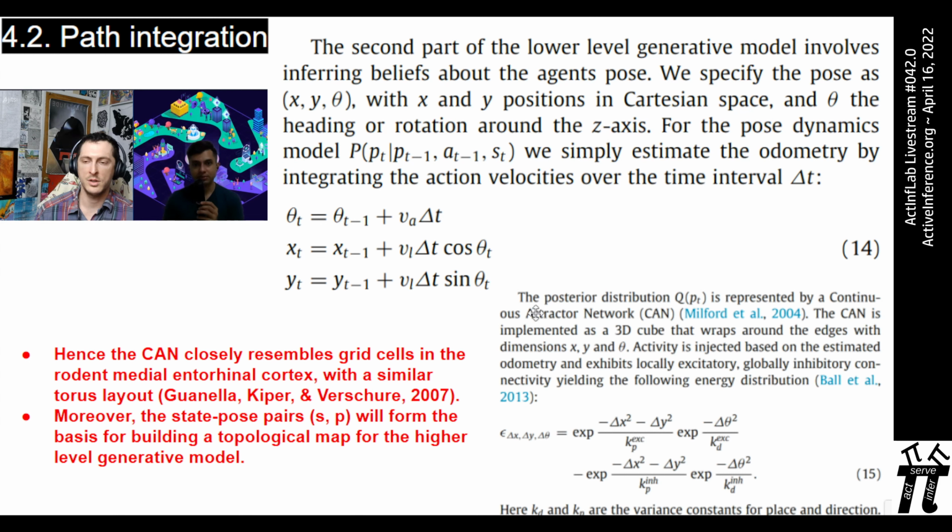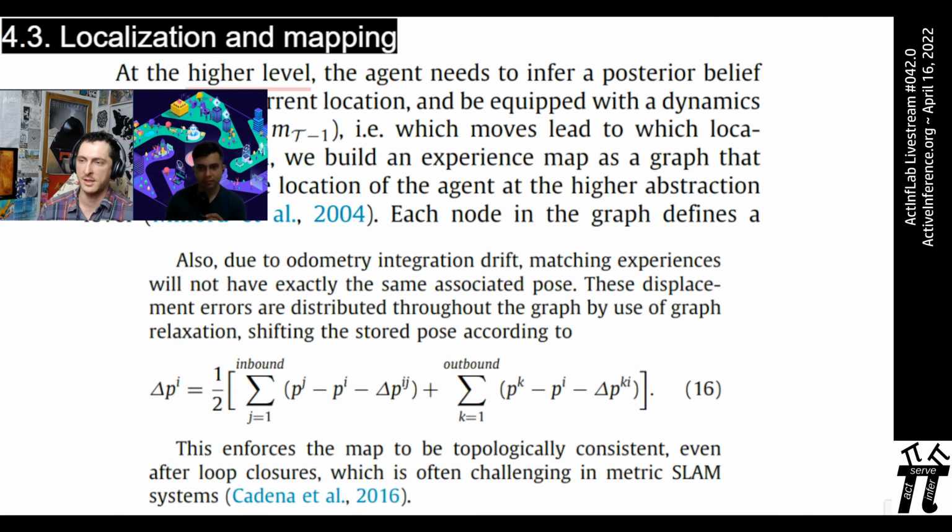Connecting the two levels? Yeah, they write the posterior distribution, the one that we control, as represented by a continuous attractor network, the CAN, a 3D cube that wraps around the edges with these different dimensions. So that might enforce some type of closure on the network, which we also saw happening with RatSLAM, but that'll be a good thing to ask.